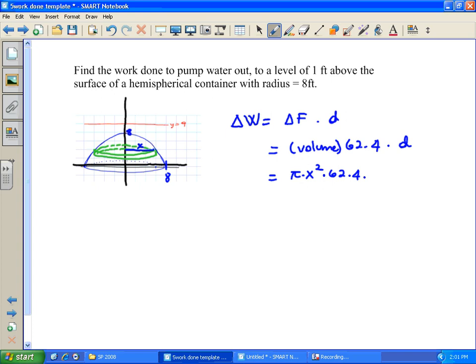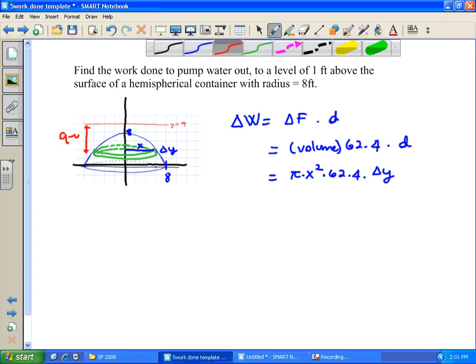And the thickness of the shell or the slab is delta y. Right? So when you find the volume of that slab, it's pi x squared times the thickness, which is delta y. And then the distance it has to be carried. How far will that slab have to be carried? Exactly, this distance, which is 9 minus y. The distance is 9 minus y, and I'm replacing it as such.